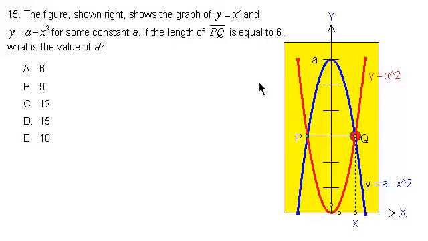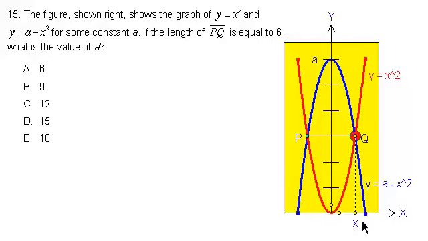So here is the response to question number 15, which says the figure shown below shows the graph of y equal to x square and y equal to a minus x square for some constant a. If the length of PQ is equal to 6, what is the value of A, the constant?